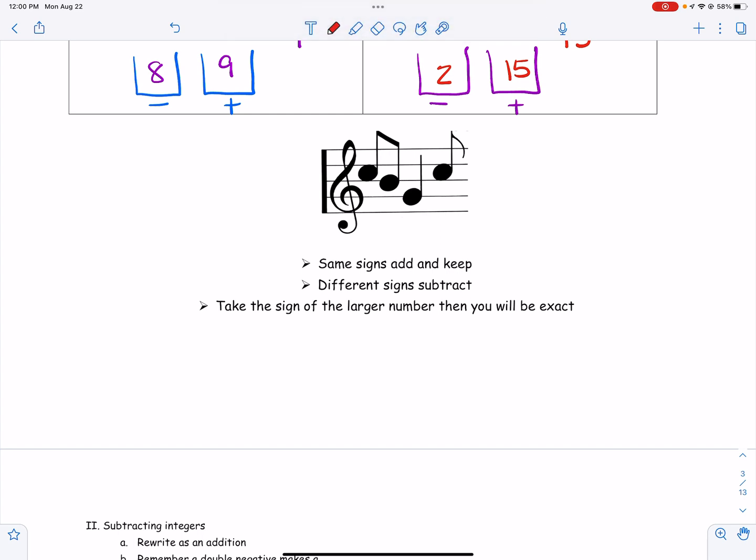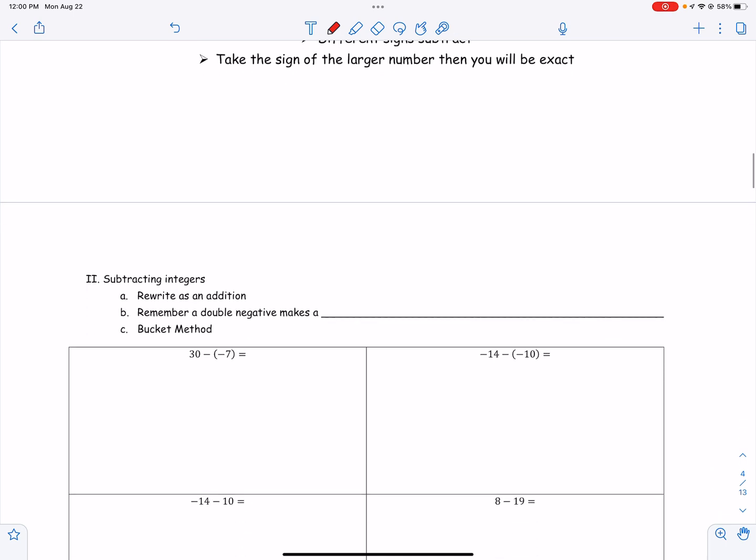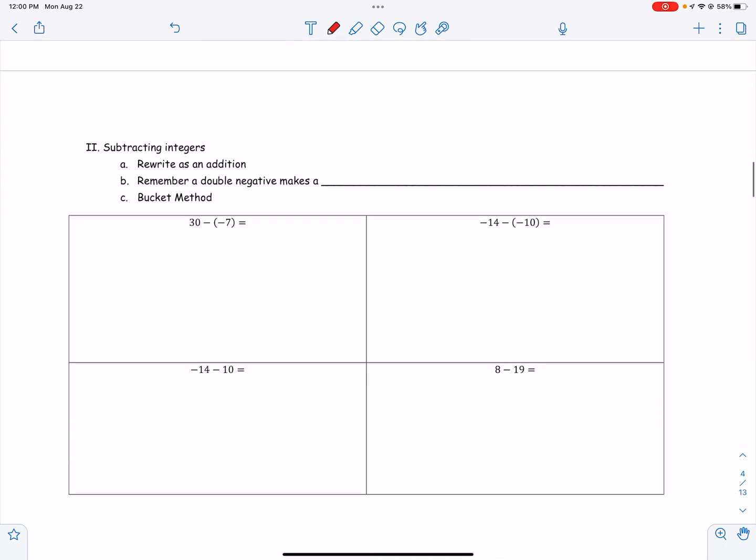Now there is a little ditty here that can help you remember this information. It's kind of sung to Row, Row, Row Your Boat. It goes, same signs add and keep, different signs subtract. Take the sign of the larger number, then you'll be exact. And when I'm in class, I usually make everybody sing it with me, but you had the joy of listening to me sing when I can't hold a tune.